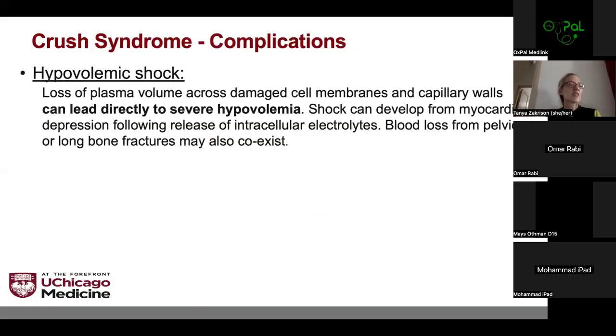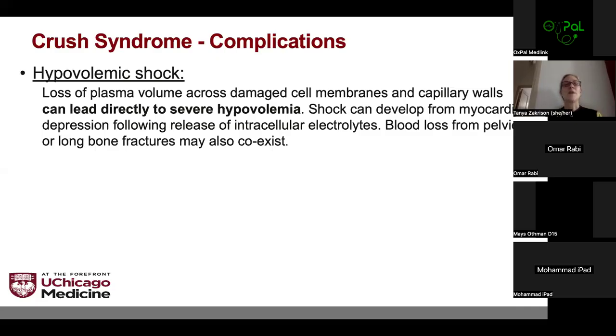Complications for crush syndrome include hypovolemic shock. Now, do you remember at the beginning, I said it's impossible to have low blood pressure and be in shock because of soft tissue. That's true acutely. But people may present in hypovolemic shock because they've been under the rubble for hours to days, if they're still alive. That's because you have loss of plasma volume, damaged cell membranes, and your capillaries are leaking fluid and third spacing.